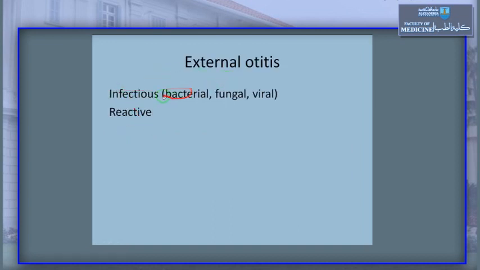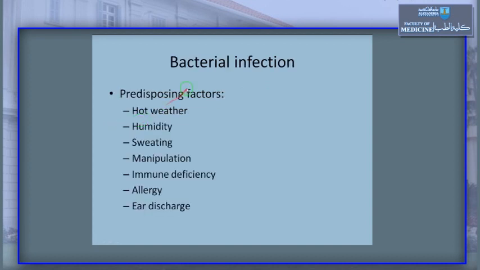For the inflammation of the external canal, we call it external otitis. Some of them are infectious, like bacterial, fungal, or viral, and some are reactive, related to non-infectious causes. For the bacterial and fungal infections, we have similar predisposing factors: hot weather, humidity, sweating, manipulations of the auricle, people with immune deficiency, people with skin allergies, and people with chronic ear discharge, as people with chronic otitis media.